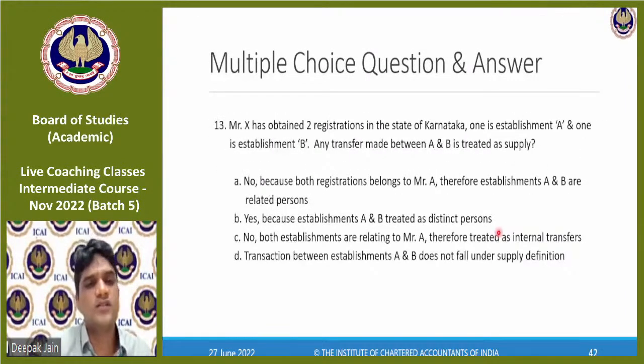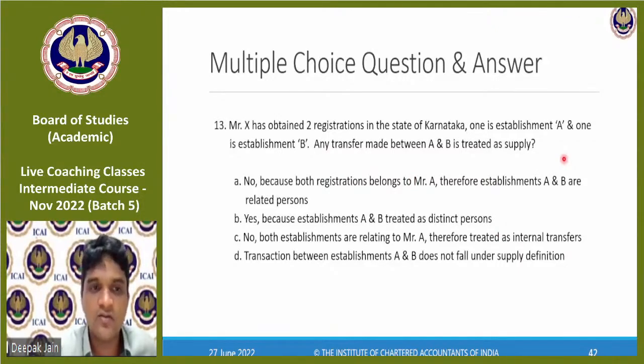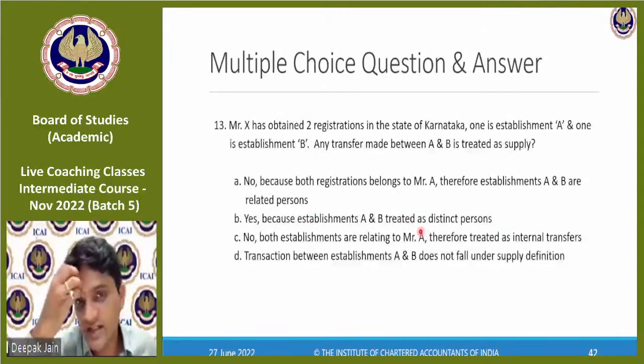Clear? 13 is very simple. X has obtained 2 registrations in the state of Karnataka. One is establishment A and one is establishment B. Any transfer made between A and B is treated as a supply or not? Yes, we know it's treated as supply because establishment A and B are treated as distinct persons.